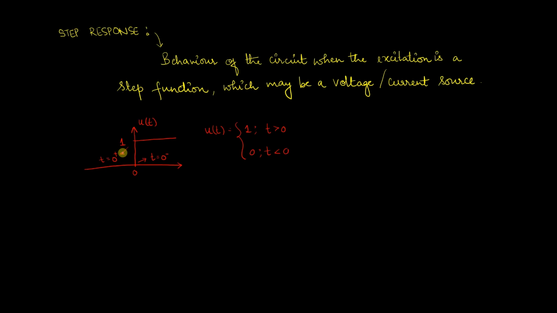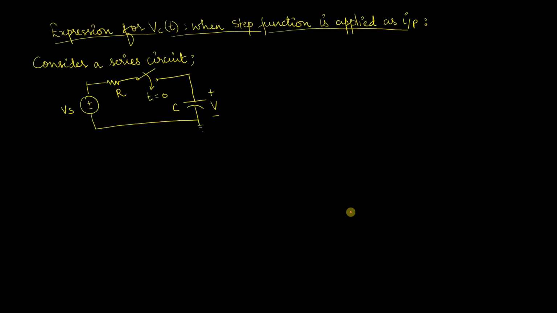So the step response gives you the forced response, and when you want to compute the complete response of the circuit, the complete response would be equal to the natural response plus the forced response. We can also write it in terms of the concept wherein the complete response is equivalent to the transient response plus steady state response. But here we will mainly focus on the forced response of the circuit, which is generated because of applying the step function.